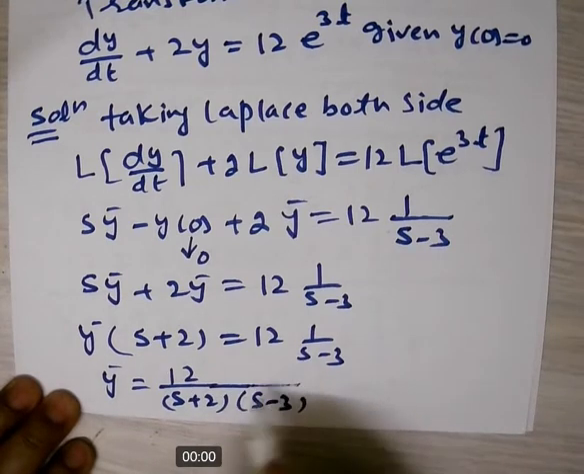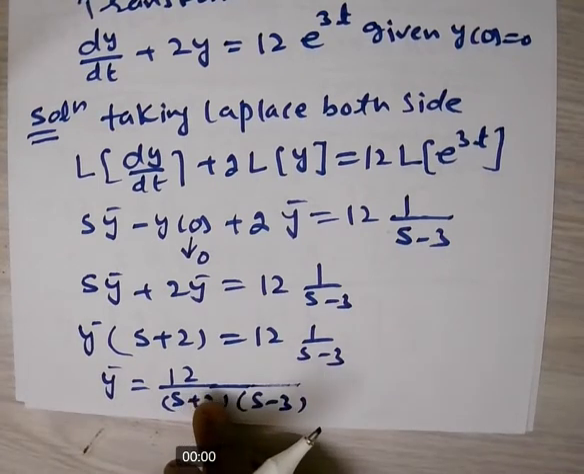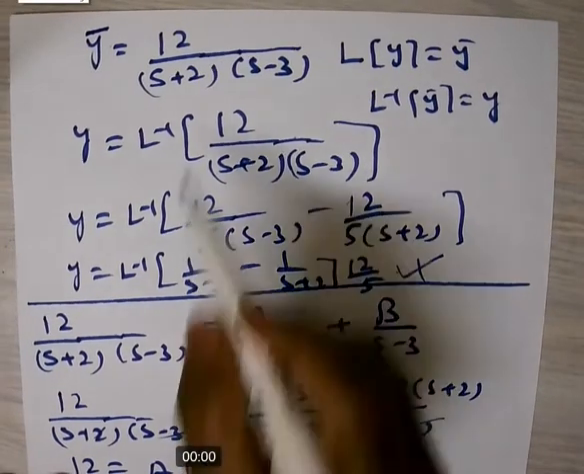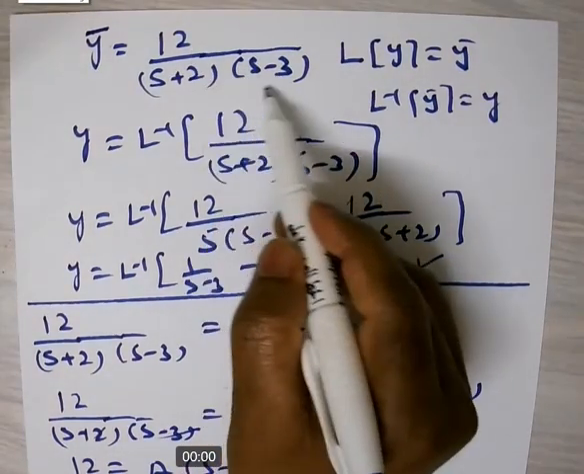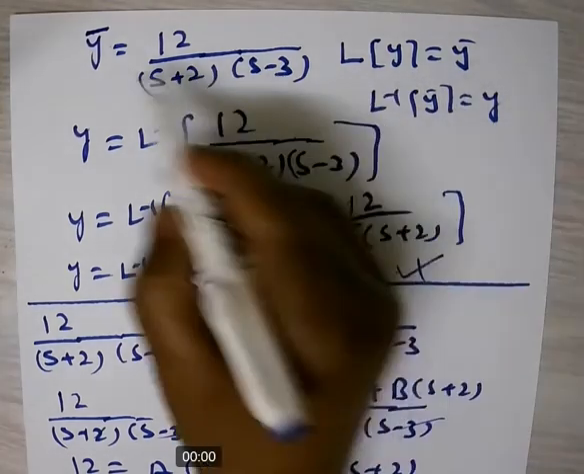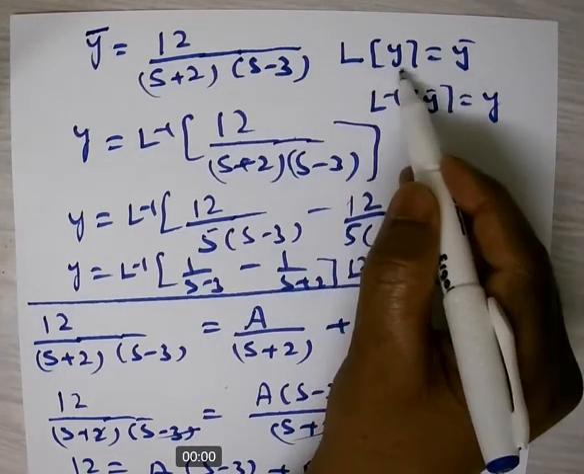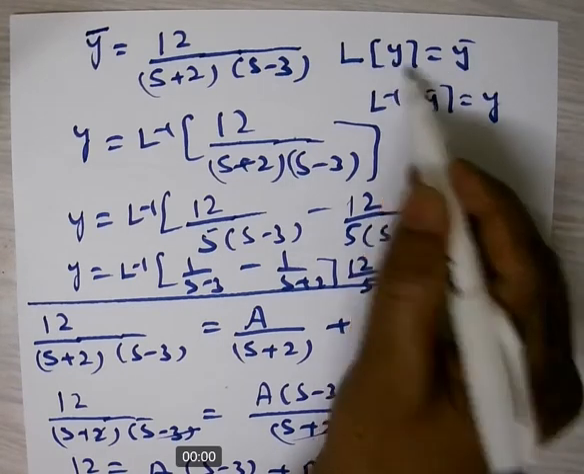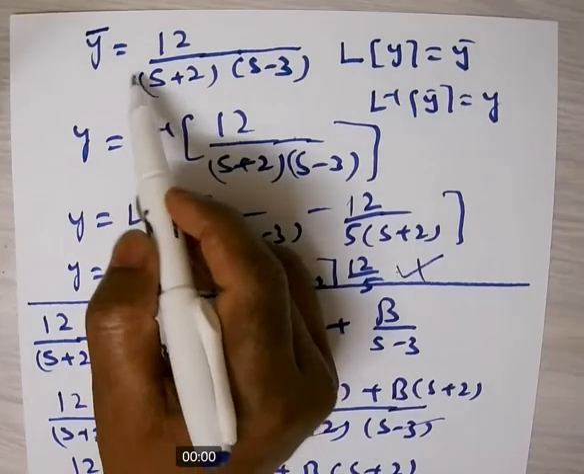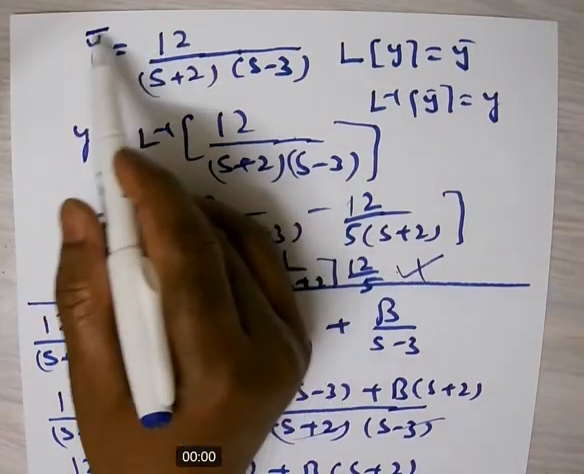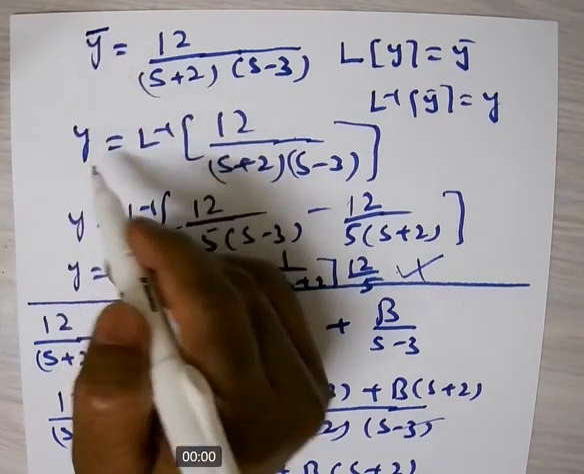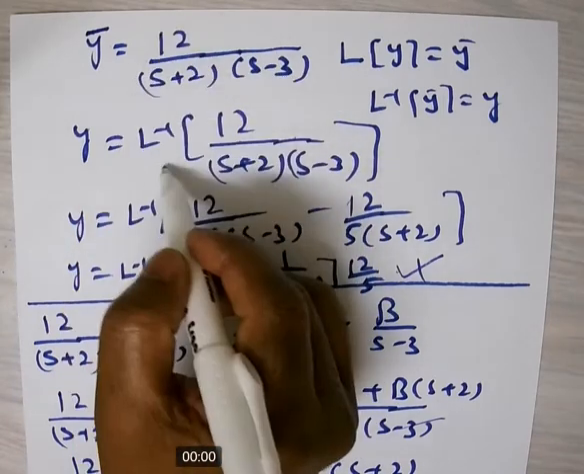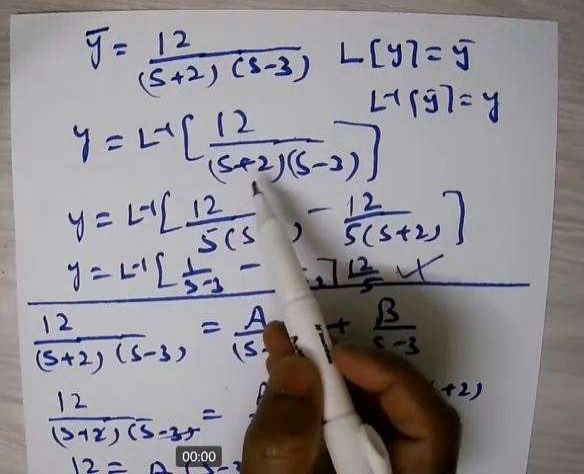Now if I solve this, then we will get the answer. Y bar is equal to 12 divided by (s plus 2)(s minus 3). I explained that the Laplace transform of y is y bar. So if I write Laplace inverse of y bar, then I will get y. Y bar is given, but I do not want y bar, I need y. So y is equal to the Laplace inverse of 12 divided by (s plus 2)(s minus 3).